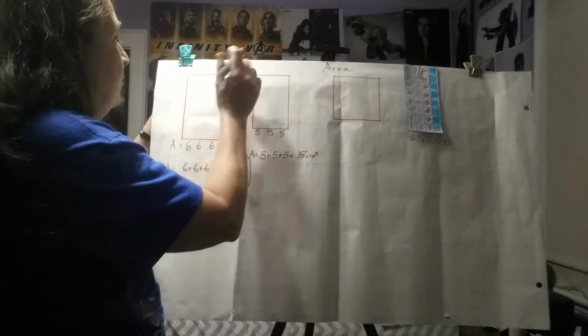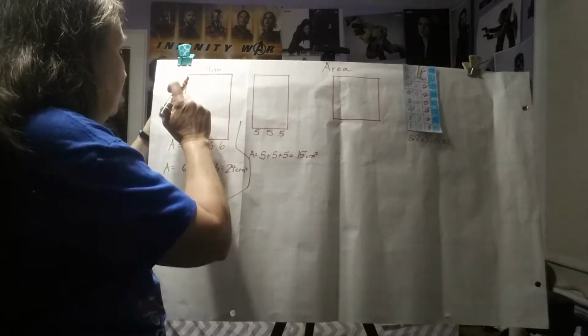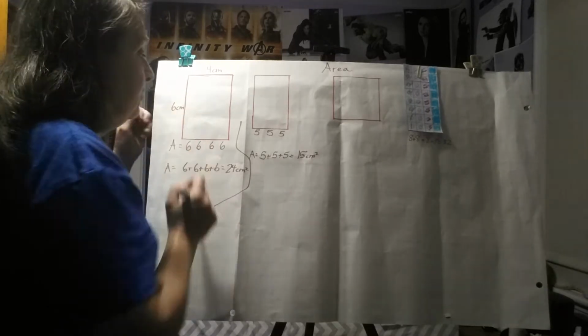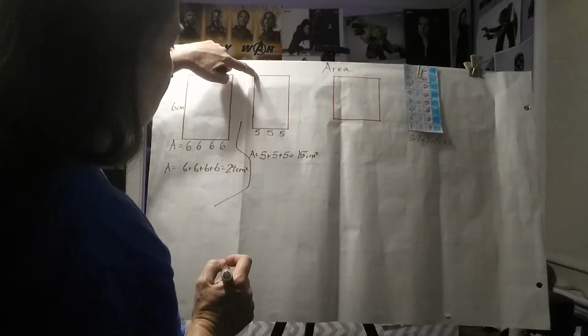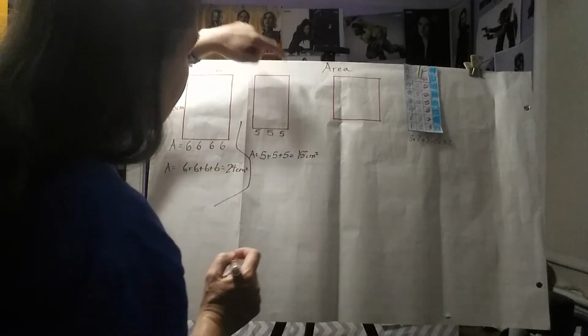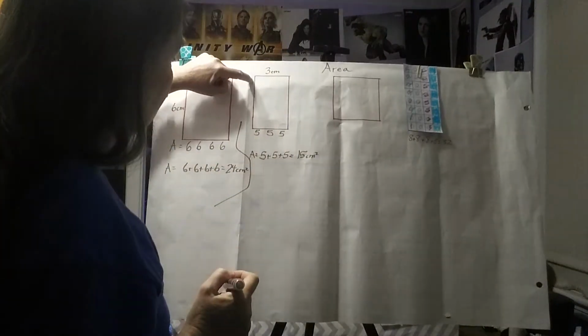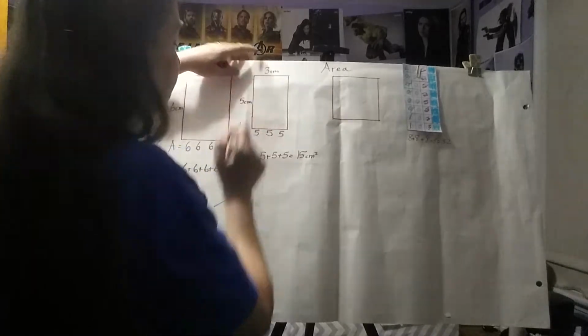1, 2, 3, 4. There's 4 squares there, so that's 4 centimeters. 1, 2, 3, 4, 5, 6. There's 6 squares, so that's 6 centimeters. What are the dimensions of this rectangle? The width is 1, 2, 3 centimeters. The length is 1, 2, 3, 4, 5 centimeters.